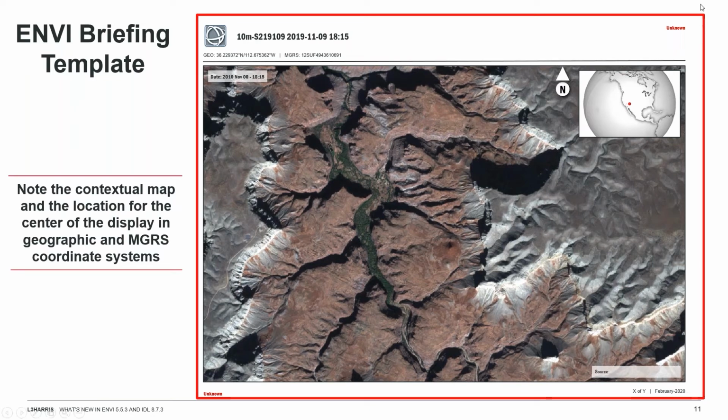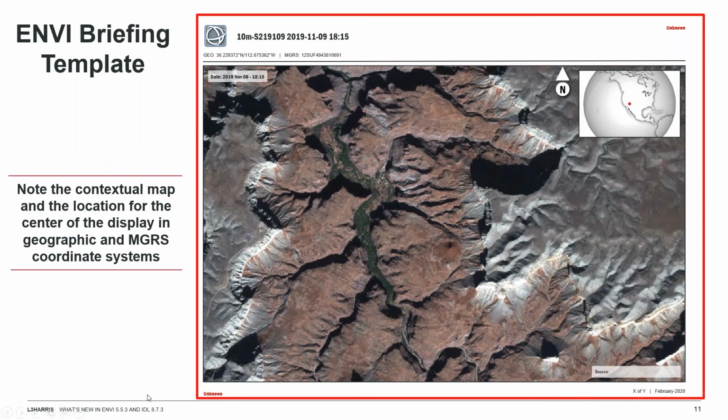You'll see it's got its own pre-built north arrow in there. And if we look in the top right, we've got this little contextual map that shows us where the center of our view is located. In the top left, it's got the name of your layer, so the name of the raster that's actually being displayed. And we also have geographic and MGRS coordinate systems.